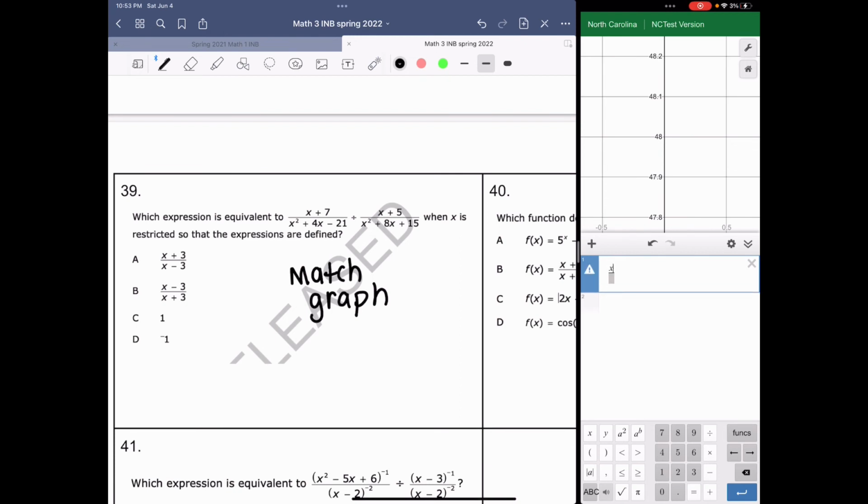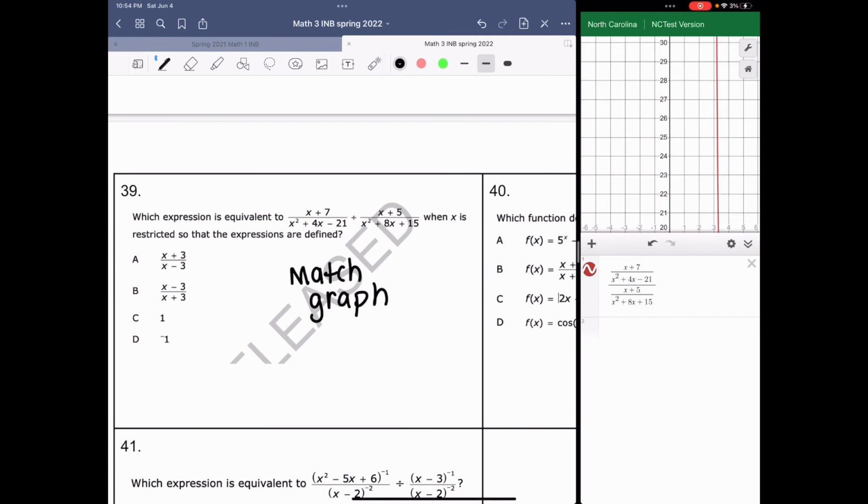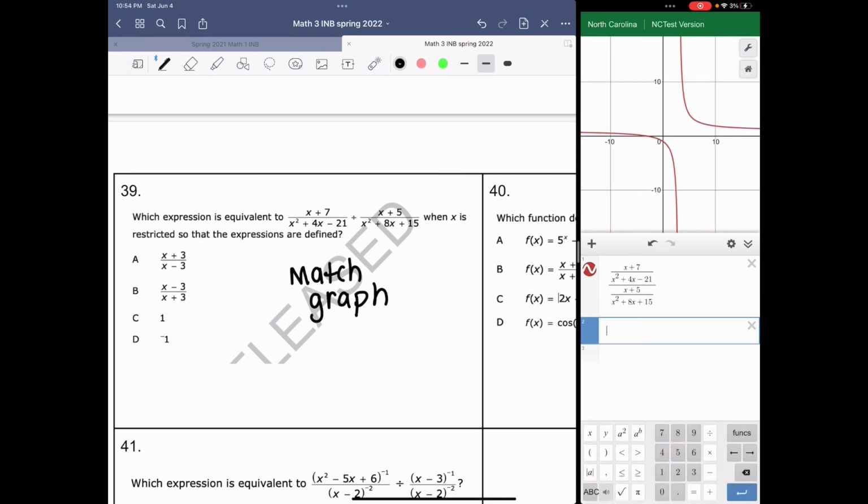So we have x plus 7, and then we have x squared plus 4x minus 21. And then divide that. You see how it does a division of the whole thing again, and hit the division again so you can get that whole fraction divided by x squared plus 8x plus 15. And there's my graph, and the correct answer for this one was A.